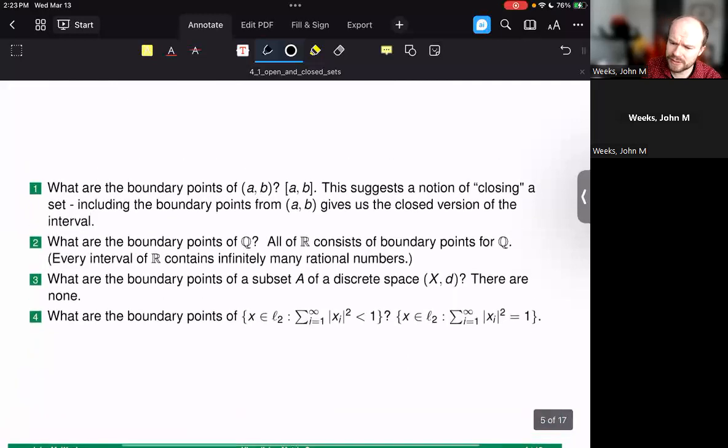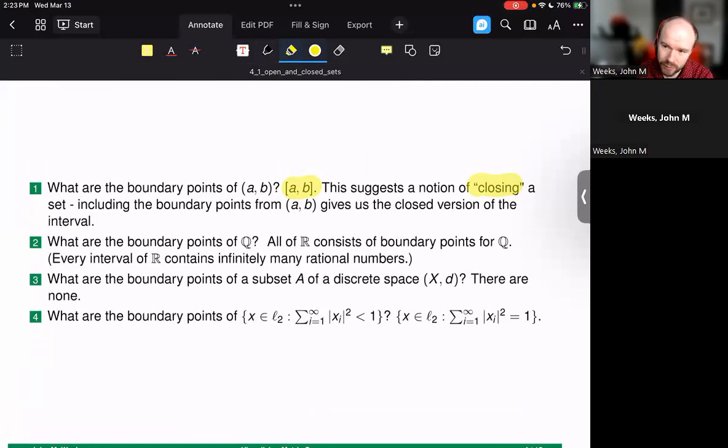Let's keep going through with this sort of processing and see a couple more examples. What are the boundary points of (a, b), the open interval? That's going to be the entire closed interval from a to b. This suggests a notion of something we'll talk about in a bit: closing a set. Including the boundary points from (a, b) is going to give us a closed version of this interval. And we'll be more specific about what we mean by that in a bit.